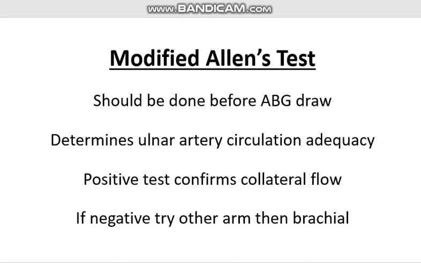The modified Allen's test should be done before an ABG draw. It determines ulnar artery circulation adequacy. If it is a positive test, it confirms collateral flow. If negative, you should try the other arm, and if still negative, then try the brachial.